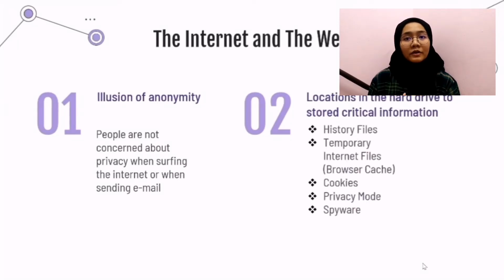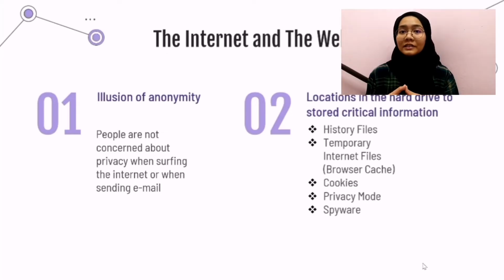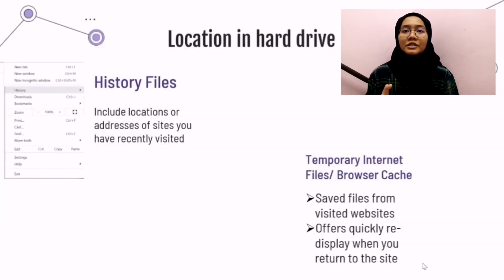When browsing the web, critical information is stored on the hard drive in these locations: history file, temporary internet file, cookies, privacy mode, and spyware. First is history file. Include location or addresses of sites you have recently visited. A history file is the list most web browsers maintain of downloaded pages in a session so that the user can quickly review everything that has been retrieved.